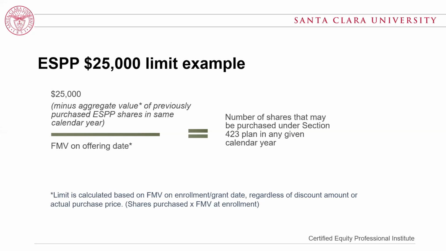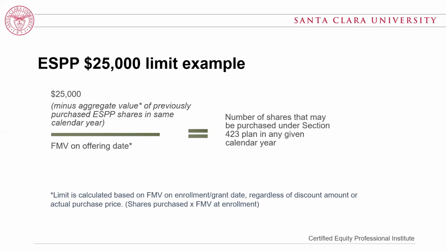And that's because the $25,000 limit is measured based on the stock's fair market value on the first day of the offering period. In this example, fair market value is 10, so 25,000 divided by 10 means the 2,500 shares that an employee can purchase in that calendar year.